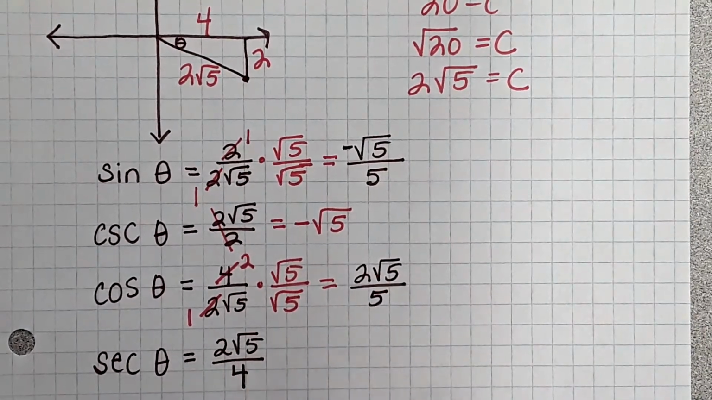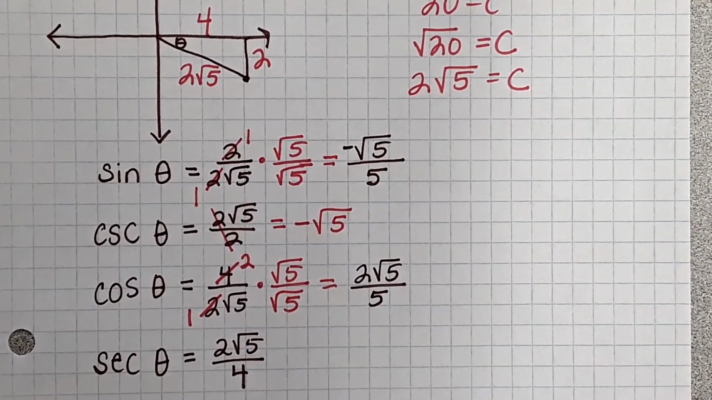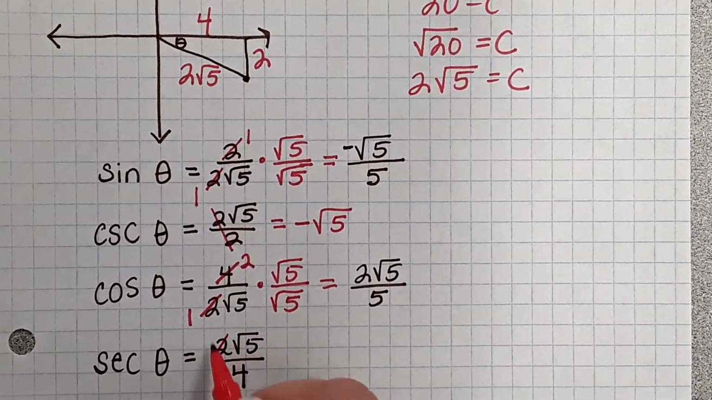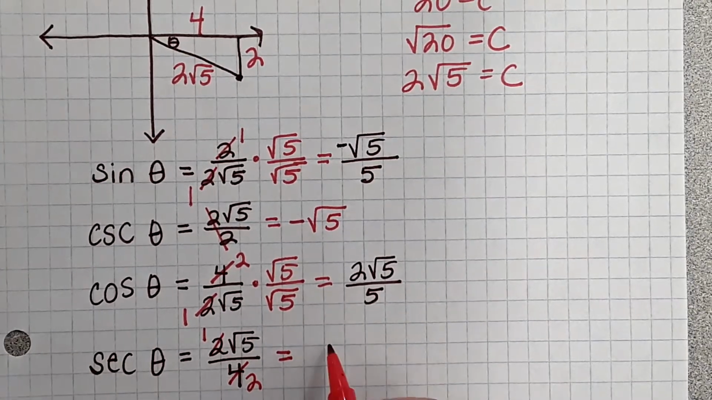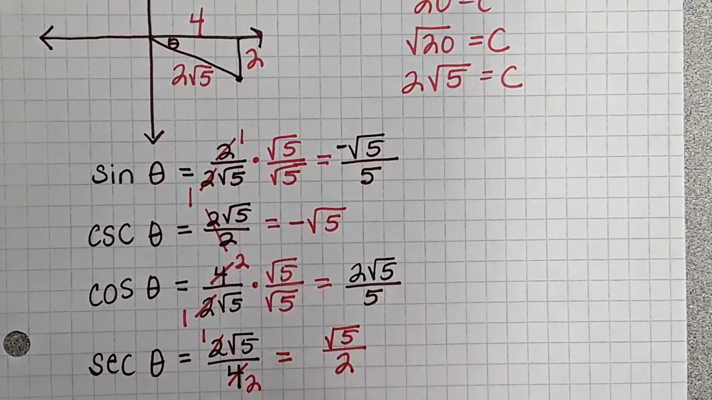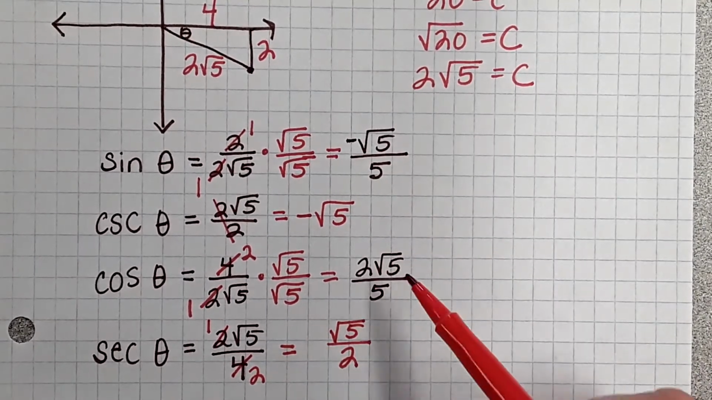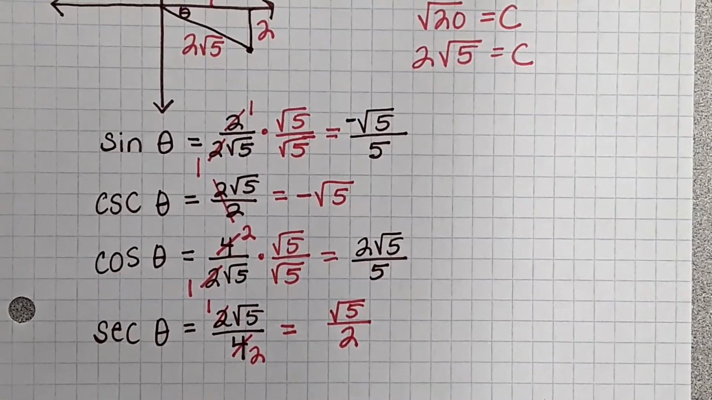And what do I need to do to secant? Is there a square root in the denominator? No. So that's good. What did you say? I need to reduce the 2 and the 4. 2 goes in the 2 once, 2 goes in the 4 twice. And then I'm left with the square root of 5 over 2. Now remember, cosine and secant are positive in the 4th quadrant, so we're done with those. And now all we have left is tangent and cotangent.